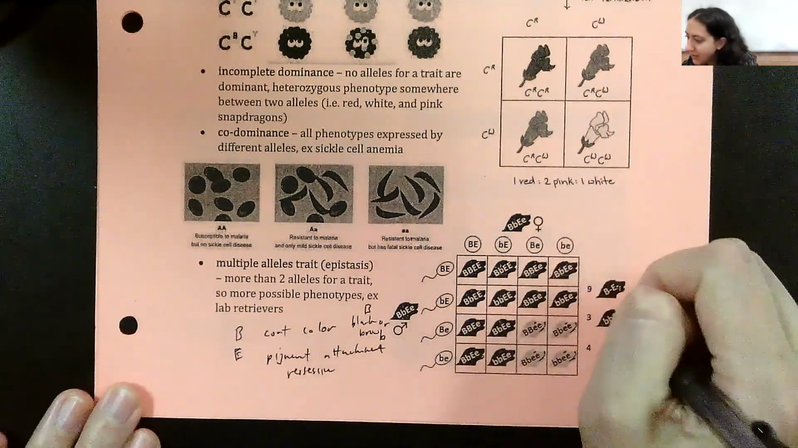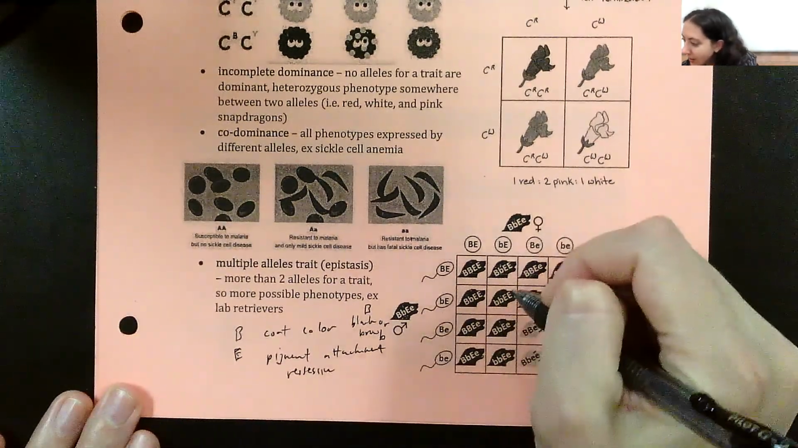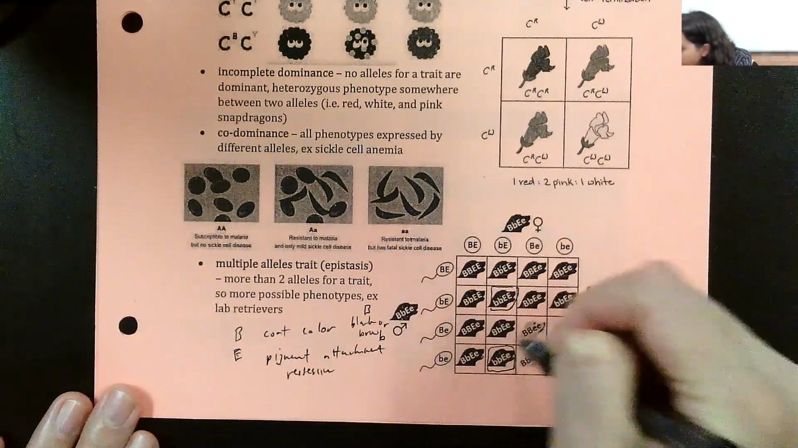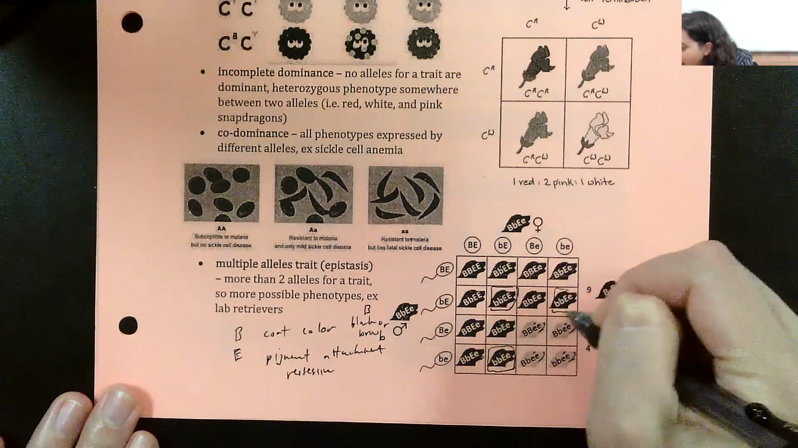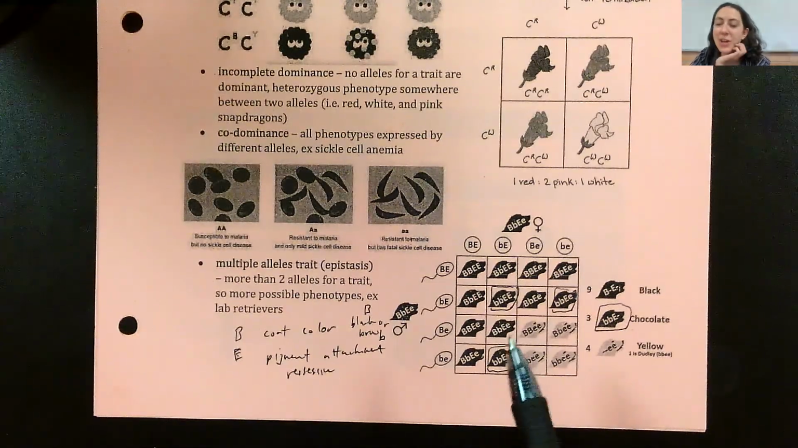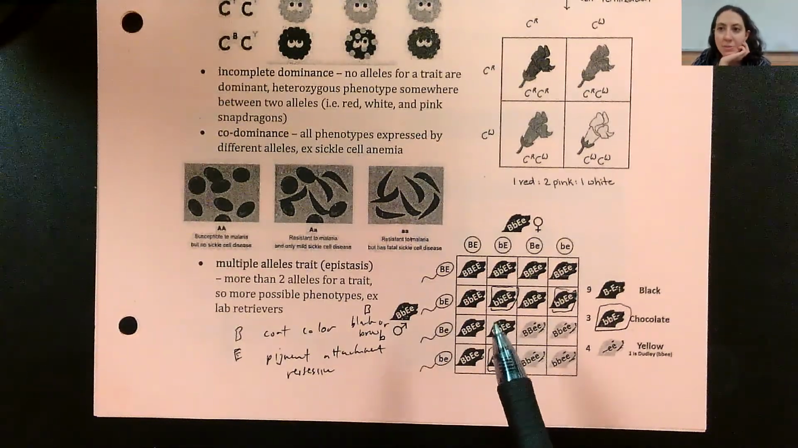I'll put a little box around the chocolate labs, since you can't really see here. This is a chocolate lab. This is a chocolate lab. This is a chocolate lab. Yeah, so it's only 3 out of what, 16? It's not a very high percentage of chocolate labs. They have to be homozygous recessive in order to be brown versus black.